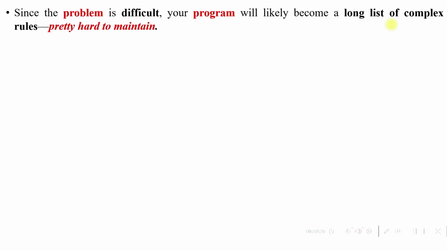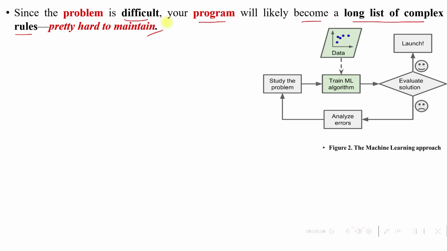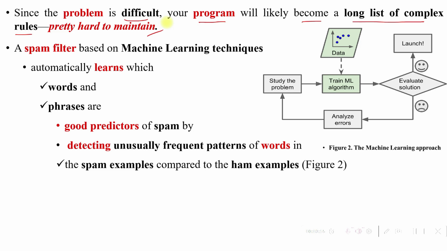Now since the problem is difficult, your program will likely become a long list of complex rules, so it's very hard to maintain. In order to avoid that, we are going to learn that you can develop a machine learning algorithm based on machine learning techniques. It automatically learns which words and phrases are good predictors of spam by detecting unusually frequent patterns of words in the spam examples compared to the ham examples.